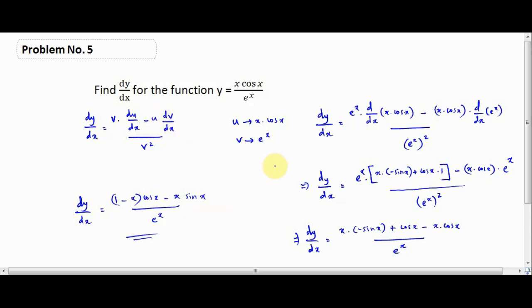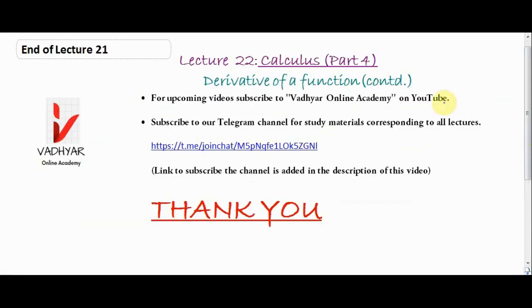Okay, so with this we are coming to end of lecture 21. In lecture 21 we discussed about the definition of derivative of a function, then we discussed about derivatives of standard functions, and following that we discussed about product rule and quotient rule in differentiation. Okay, in the next lecture we will discuss about chain rule and implicit differentiation.